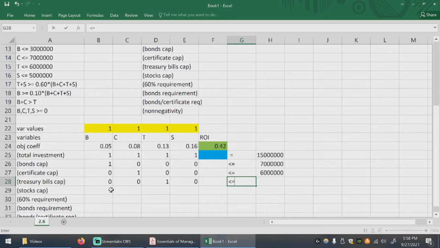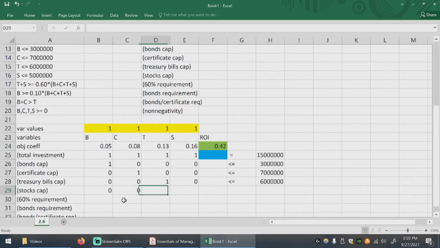So my training told me, or did I not do this right? I didn't do this right. Bonds, 3 million. Certificate cap, 7 million. Treasury, 6 million. Ooh, good. My training told me don't leave anything blank here. I don't trust what the computer does with a blank cell. So I put in a 0. You don't have to.